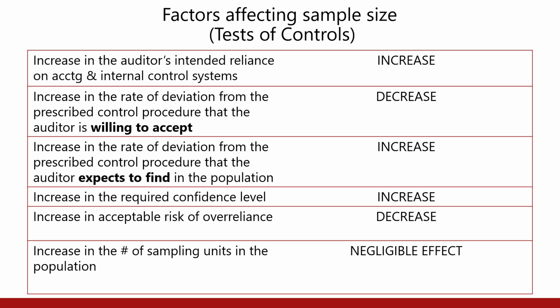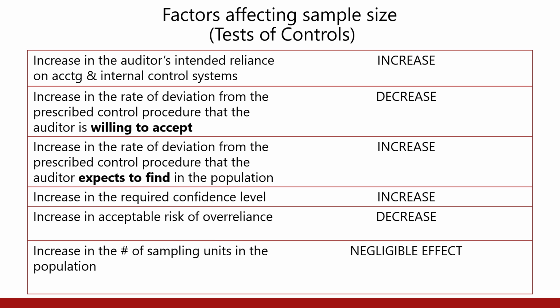Okay? The reverse is also true. The smaller the deviations you are willing to tolerate, the stricter you become. And the stricter you become, the more you would test. So therefore, tolerable deviation rate has an inverse relationship to your sample size.